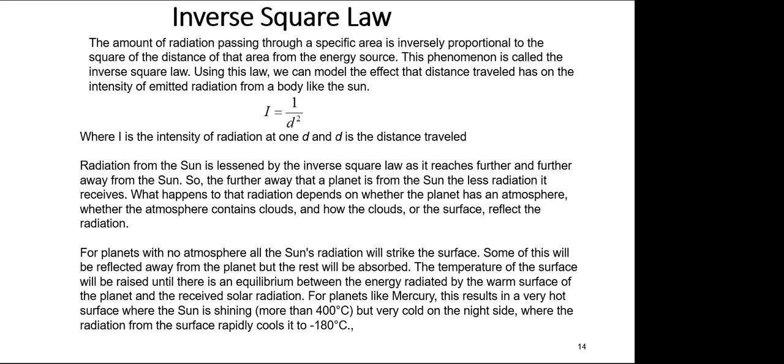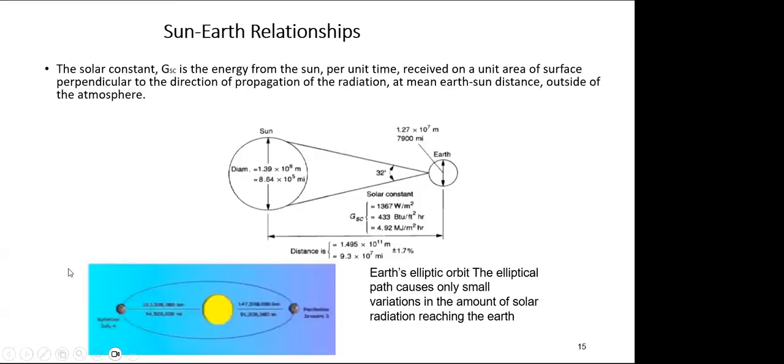Then we can use that to find out the solar constant. In my next slide, I can explain how the solar constant and the distance between the Sun and the Earth are correlated. Actually, the Sun-Earth relationship is very important to understand.